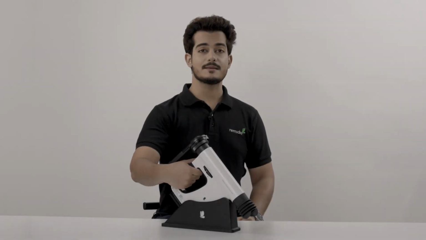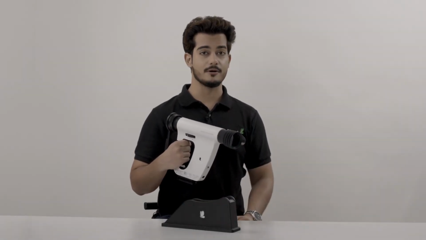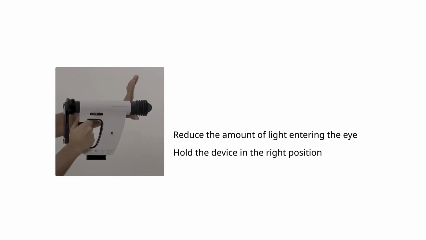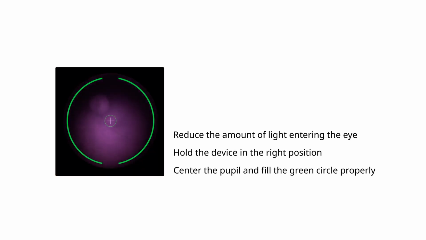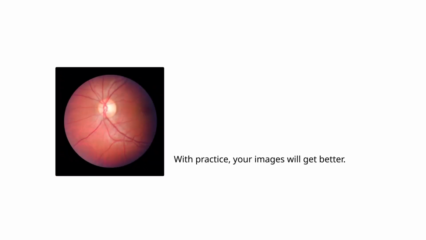If you followed all the steps properly, you should be able to capture great images. Remember, always reduce the amount of light entering the patient's eye from the environment. Hold the device in the right position. Center the pupil and fill the large green circle properly, then capture. With practice, your images will get better.